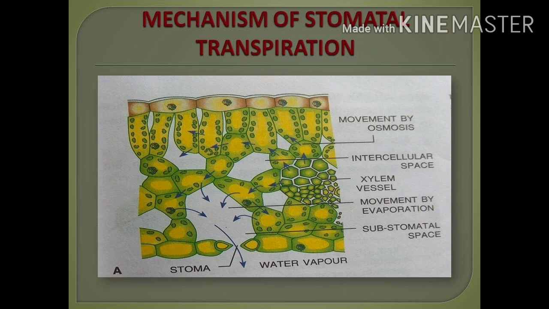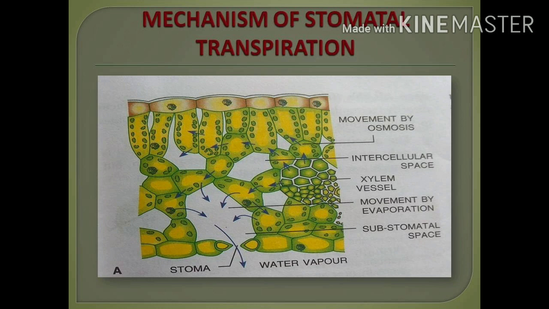Here the palisade mesophyll cell has chloroplasts, so it utilizes the water for photosynthesis. And here during the daytime, the water present in the leaf, in the palisade and spongy mesophyll cells, comes out in the form of a thin film. When this water comes out from the cell, it becomes water vapor and it fills the intercellular spaces which are present in between the spongy mesophyll cells. From these intercellular spaces, this water vapor then comes to the substomatal space.